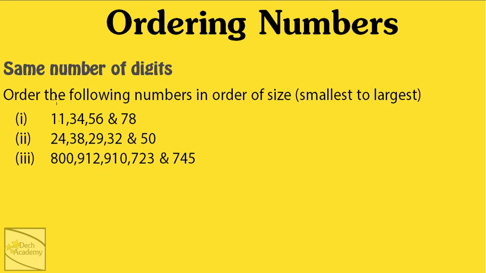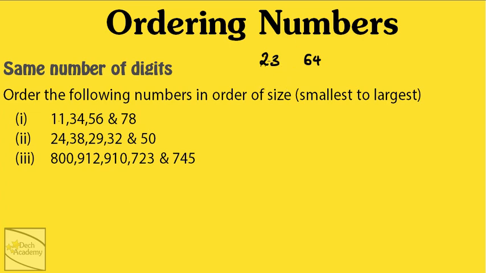We're asked to order the following numbers in order of size from the smallest to the largest. Let's start with a simple case. I'm just going to put two numbers, 23 and 64. Now we have two numbers here. Each of these numbers has 2 digits. The first number has 2 and 3. The second number has 6 and 4 as its digits. How do you determine which number is smaller?